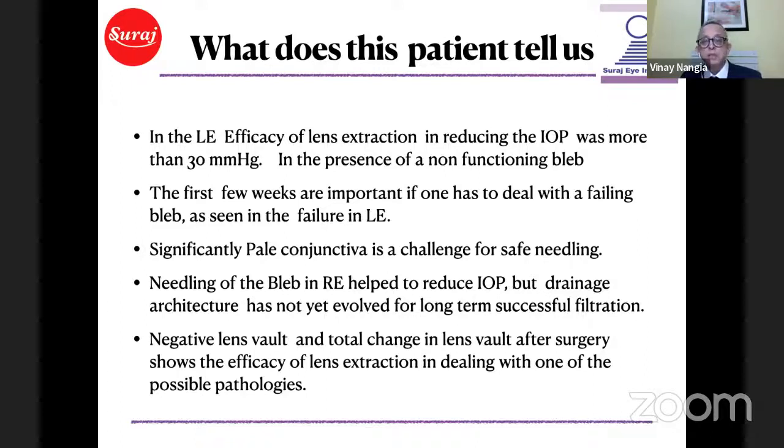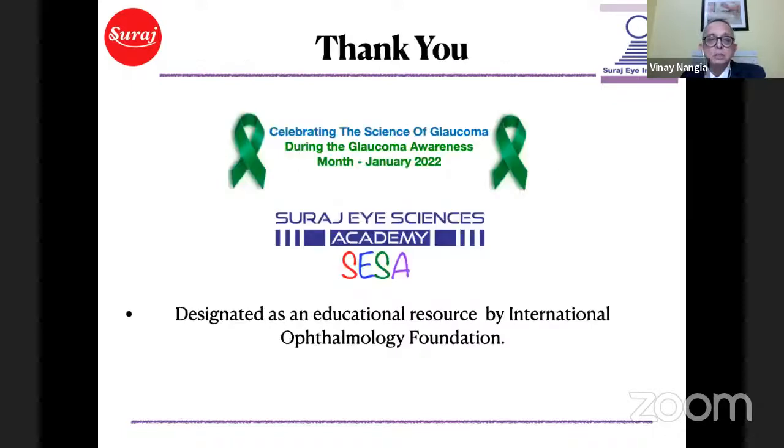The first few weeks are extremely important if one has to deal with the bleb. A significant pale conjunctiva that is stuck to the surface of the sclera is a challenge for safe needling. The needling of the bleb in the right eye helped to reduce intraocular pressure, but the drainage architecture of the conjunctiva has not yet evolved for long-term expectation of successful filtration. And negative lens vault and total change in lens vault after surgery shows, of course, the efficacy of lens extraction in dealing with one of the possible pathologies.